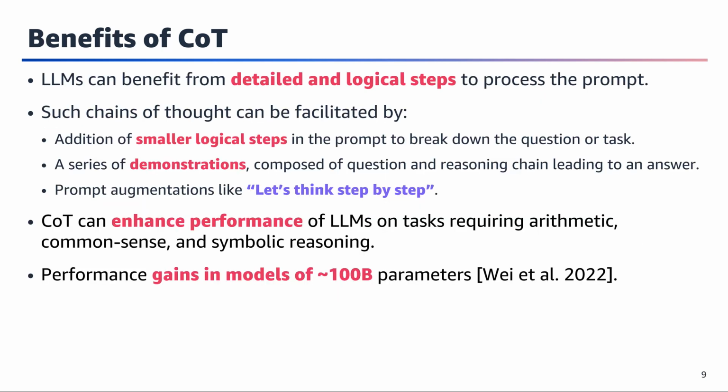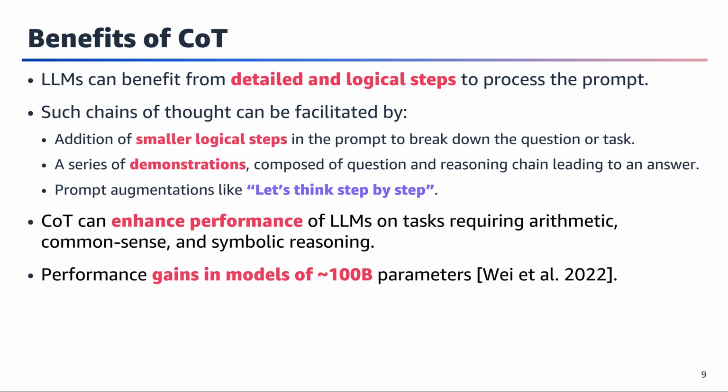Let's discuss some benefits of chain of thought prompting. By breaking down complex problems into smaller logical steps and providing demonstrations with step-by-step reasoning, chain of thought enables the models to learn and generate their own reasoning chains when solving new tasks. This approach enhances the model's performance on tasks that require arithmetic, common sense, and symbolic reasoning by guiding them through a structured thought process. Prompt augmentations like, "Let's think step by step," can facilitate the generation of these thought chains, encouraging the model to break down the problem into intermediate steps and arrive at the solution through a reasoned process.